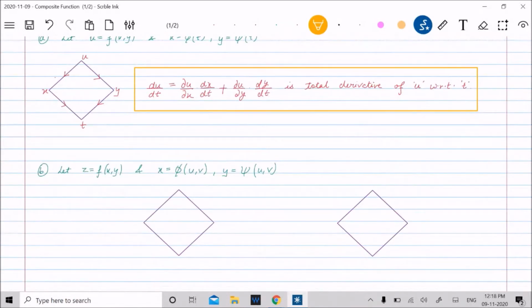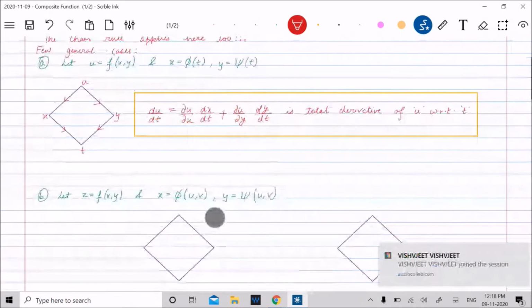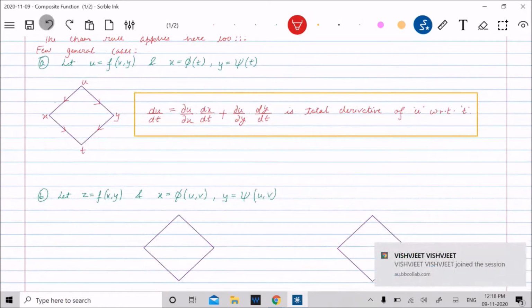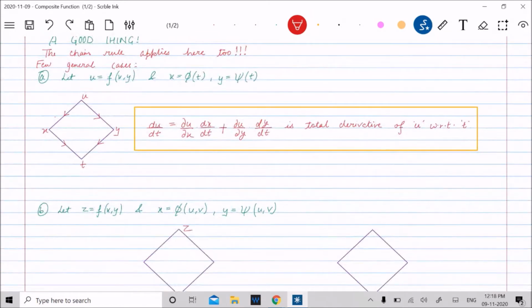Now please see this second picture, right? Here z is the dependent variable which is depending on x and y, so you will write one here, you will write x, and then you will write y.